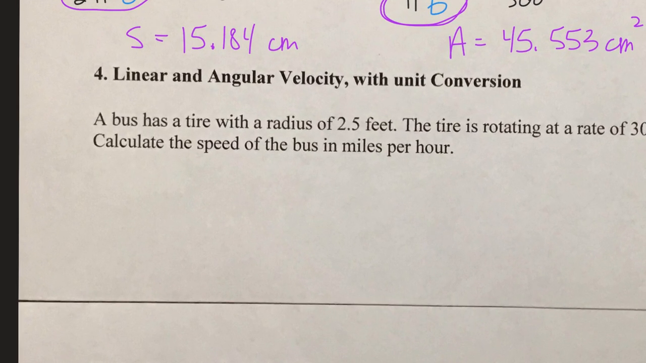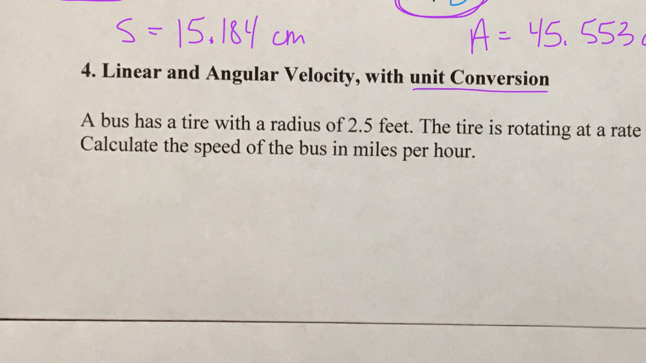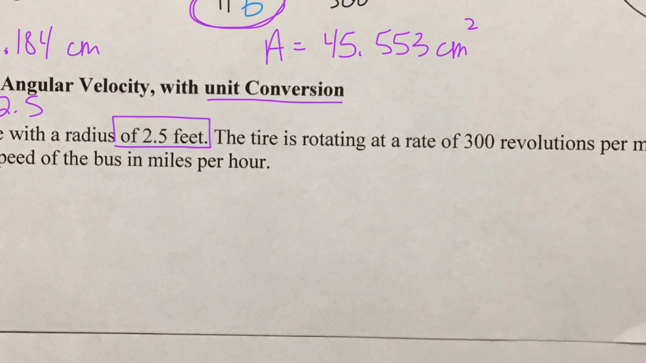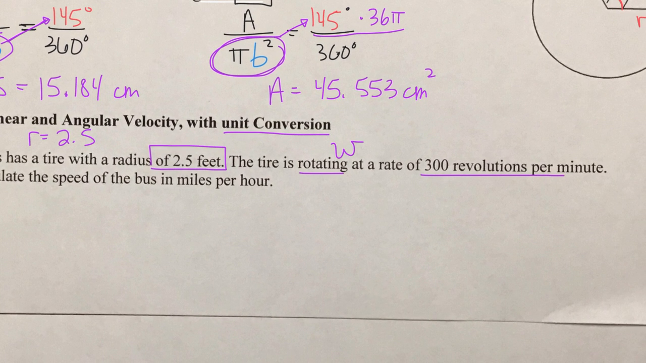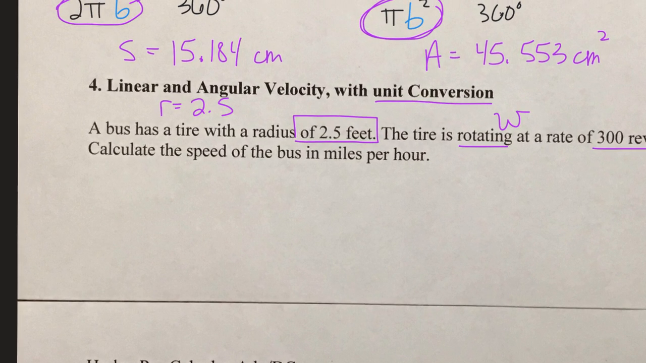Okay, linear and angular velocity and unit conversion, right? This is not something that your chat shows you how to do. So the radius of our tire is 2.5 feet. That's good to know. The tire is rotating. So rotating, this is your omega. This is your angular velocity at 300 revolutions per minute. That's 300 RPMs. What is the speed of the bus in miles per hour? So here's our unit conversion. We want to convert to miles per hour.